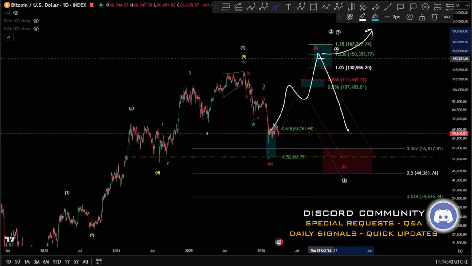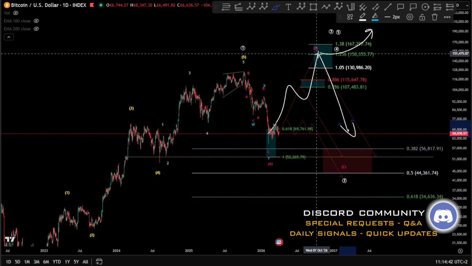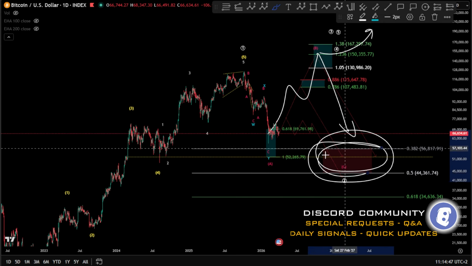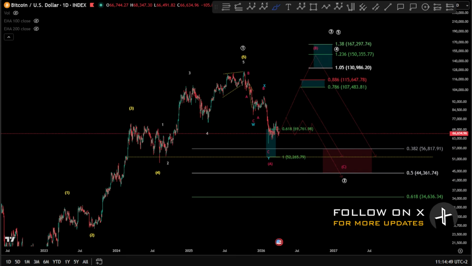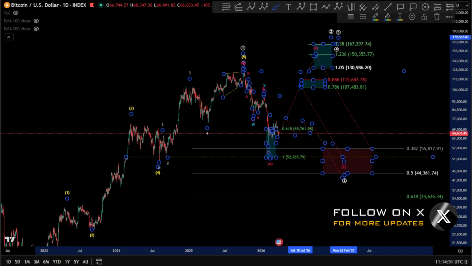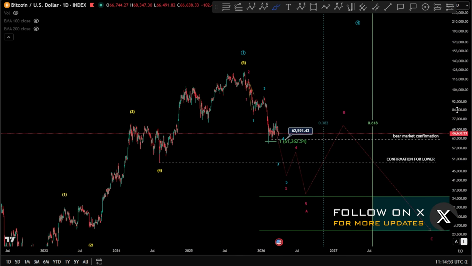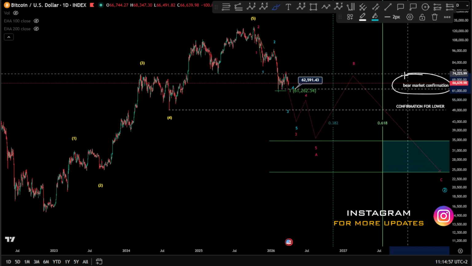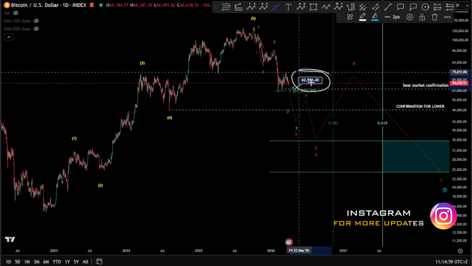We're pushing towards the 200K, and then suddenly an aggressive wave C unfolds towards the 56 again, because this target has to be taken sooner or later as a shallow bear market. Now, deep bear market, well, we need a signal for it, guys. Which is very, very close. The bear market confirmation is over there.